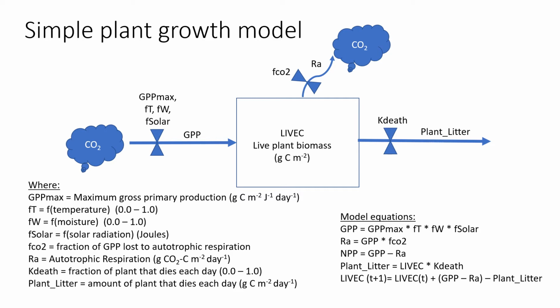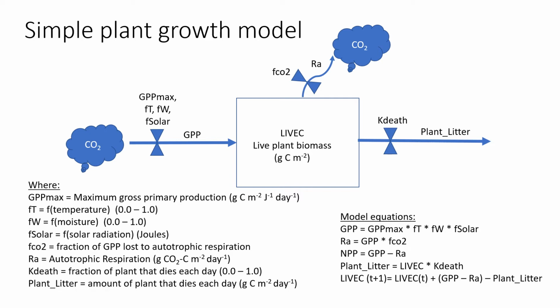These controls on the fluxes are represented as these hourglasses, and they can be one or more controls on the fluxes into and out of pools. And then this simple pool has just some constant death rate. Some fraction of the live carbon dies each day and becomes plant litter. So I've defined all these terms here on the left, the terms that I'm using in this simple model.